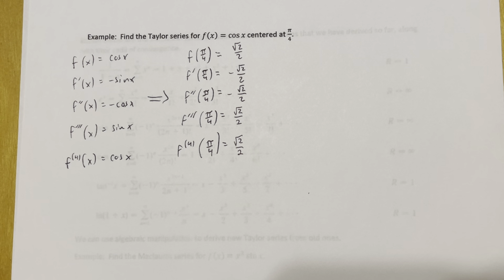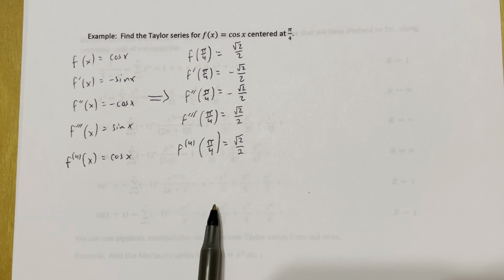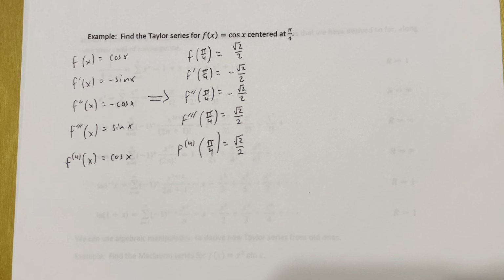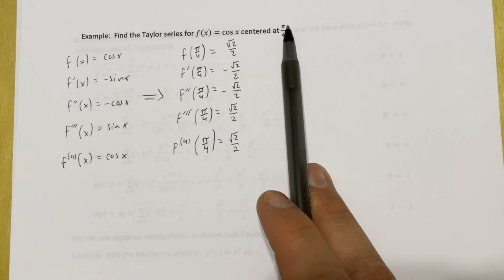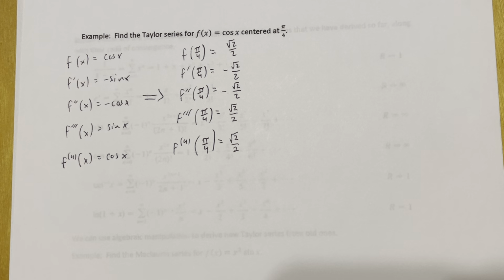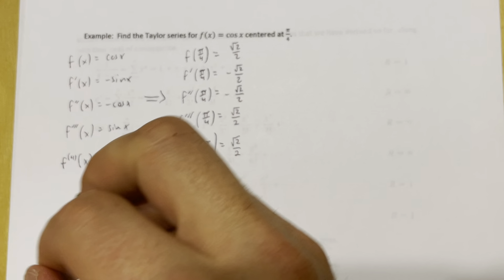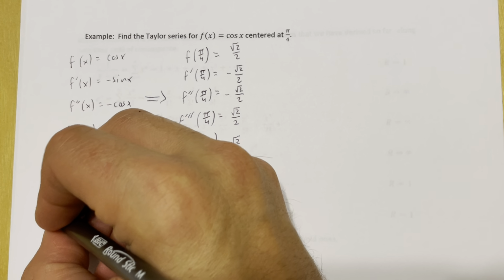Okay? So what is the Taylor series going to look like? Well, not only do we have different coefficients, but we have to also remember that we're not looking at x and x squared and x cubed and all that. We're looking at x minus pi over 4 to each of those powers, because this Taylor series is centered at pi over 4. So my Taylor series is going to look like this.